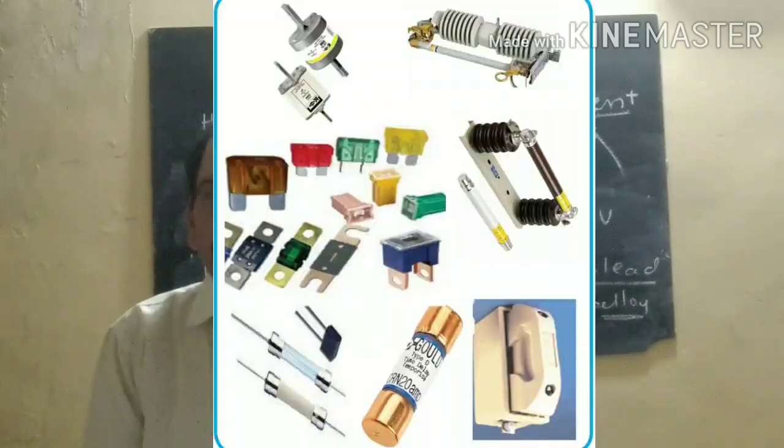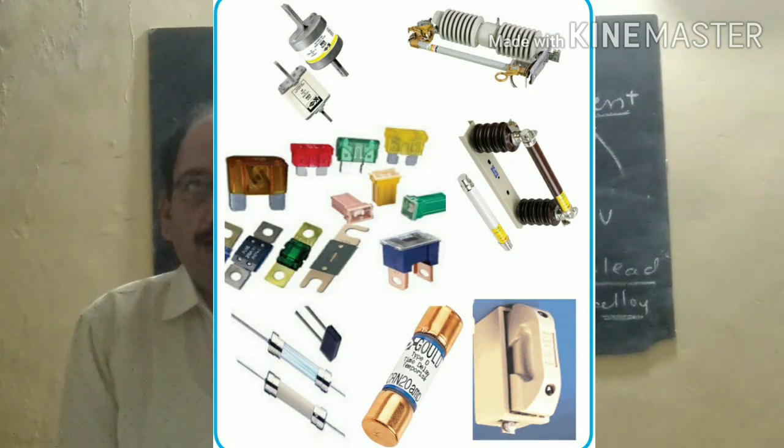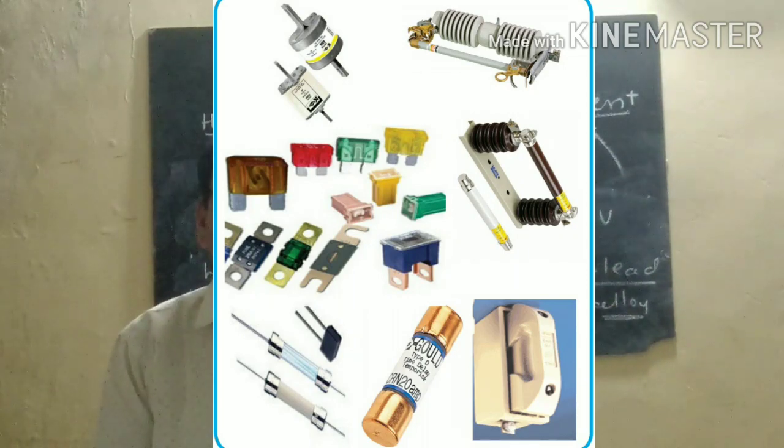So there are different types of fuse we use in electrical fitting in houses, that is 1 ampere, 2 ampere, 5 ampere, 10 ampere. Different types of fuse are used.